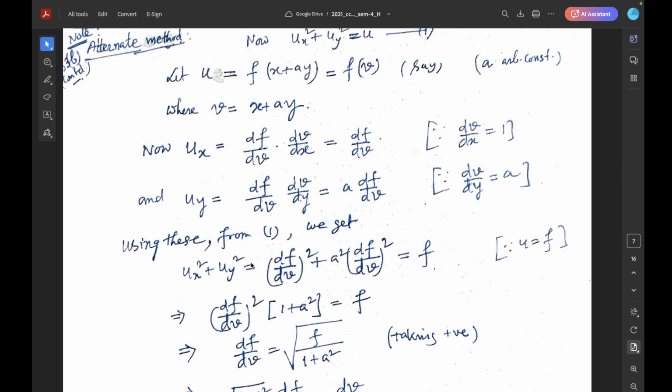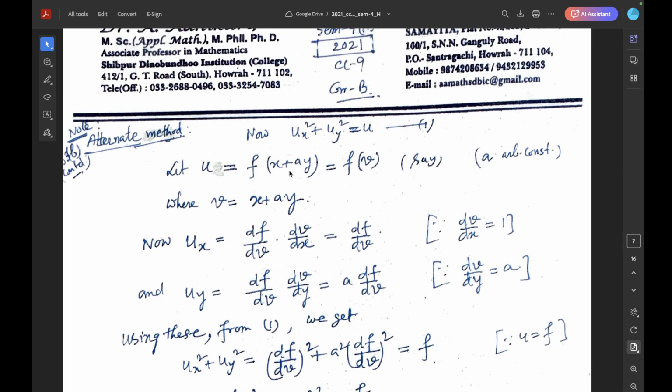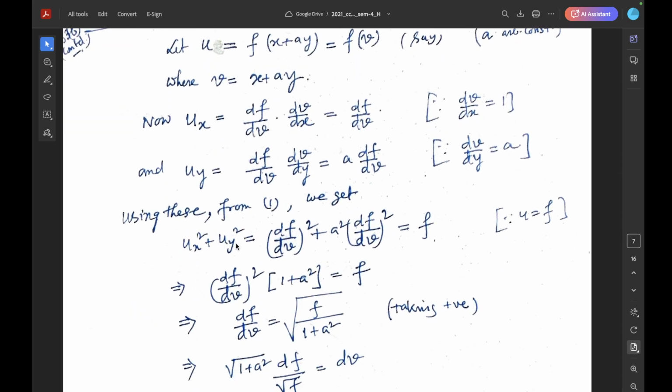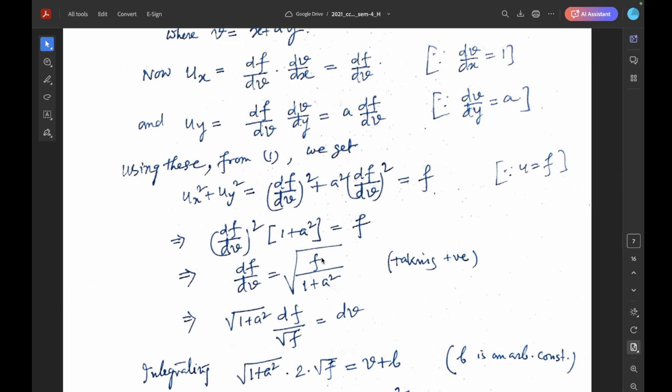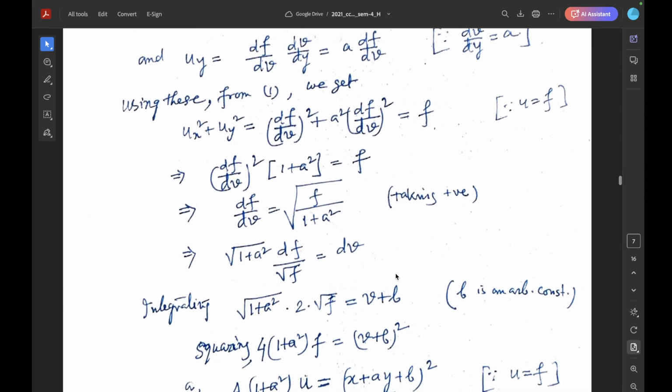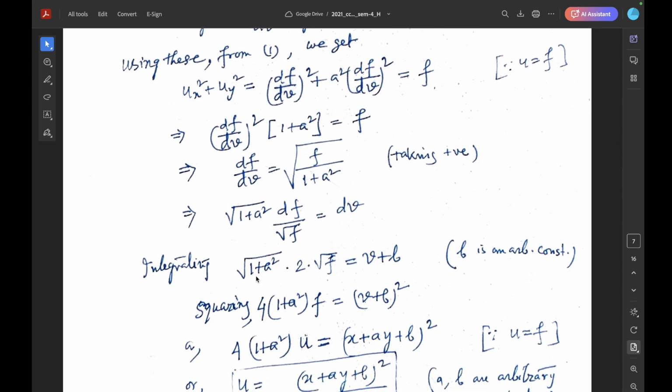Using this, from 1 we get ux square plus uy square equal to (df/dv) whole square plus a square (df/dv) whole square, equal to f. Because f equal to u, ux square plus uy square equal to u, that is equal to f. So (df/dv) whole square into (1 plus a square) equal to f. So df/dv equal to square root f by square root (1 plus a square), taking the positive value. So square root (1 plus a square) times df by root f equal to dv. Integrating, we get root over (1 plus a square) into 2 root f equal to v plus b, where b is an arbitrary constant.